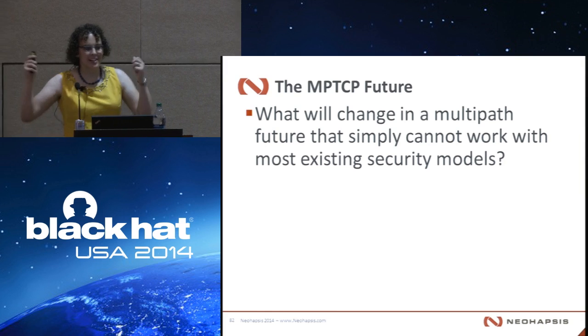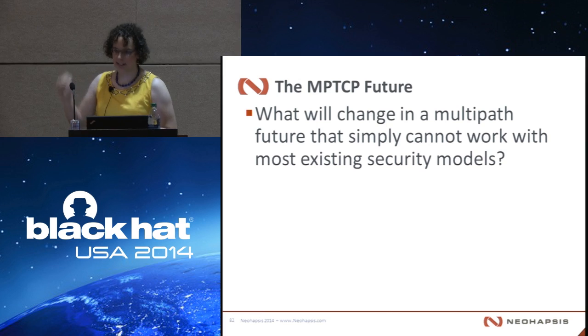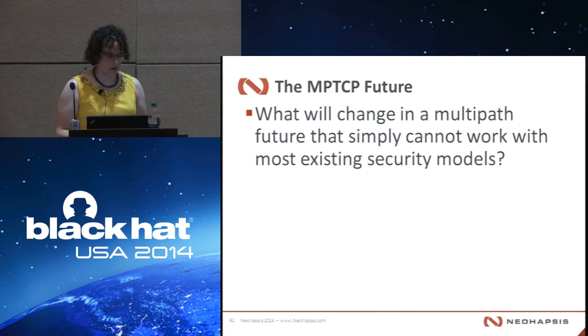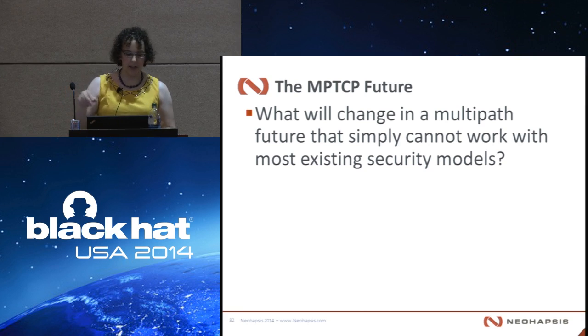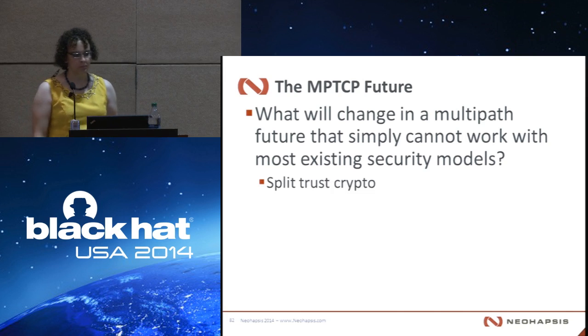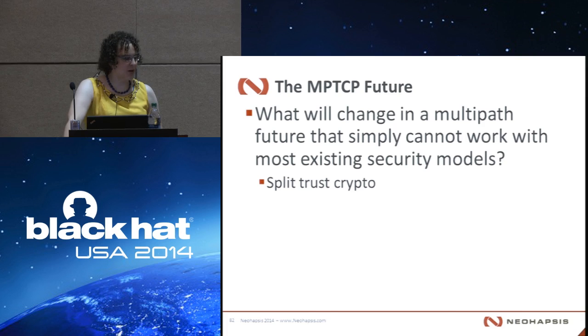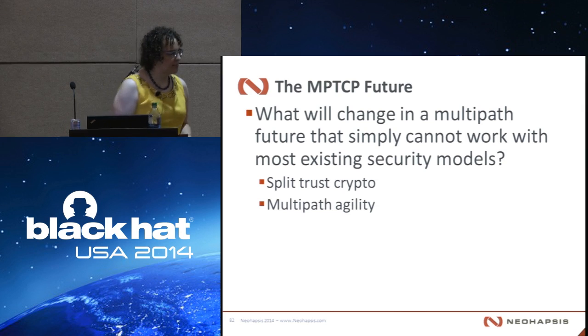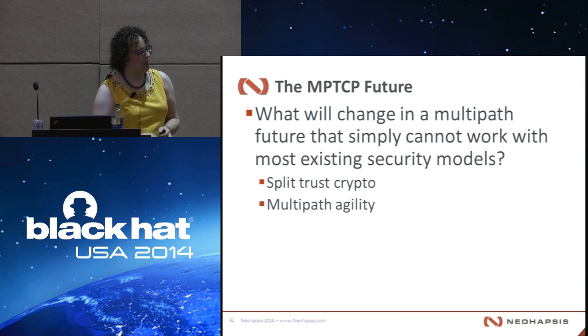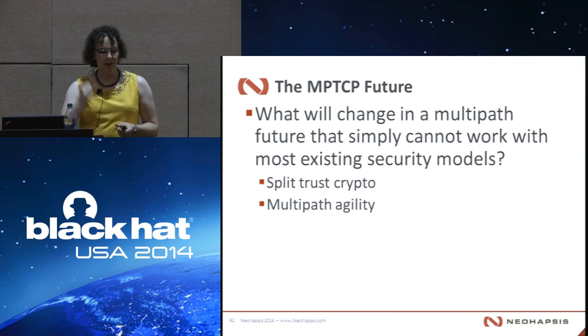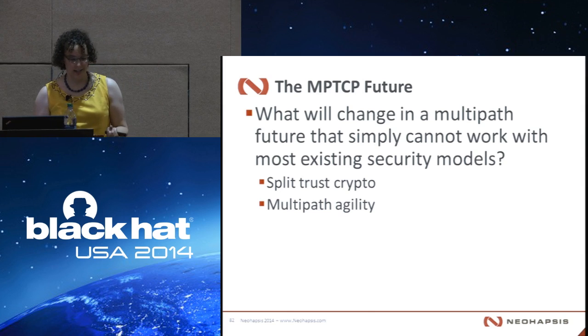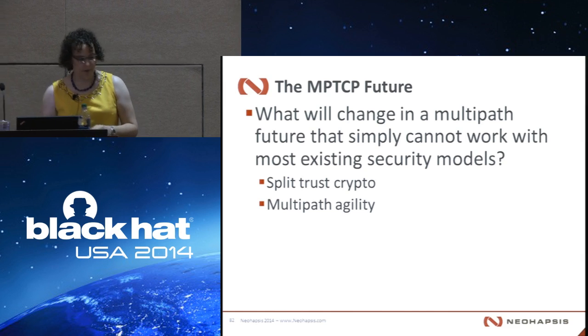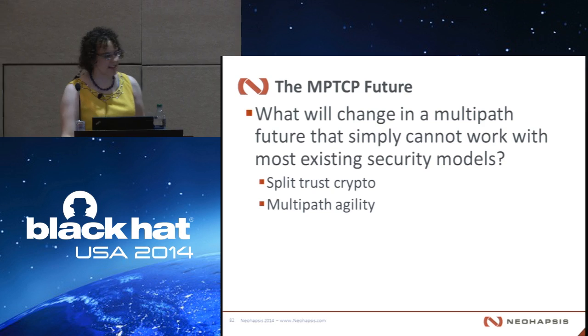So there are things that change that our existing security models will not deal with, no matter what we write into our tools. If you're trying to monitor individual paths, even if they're collaborating about the flows, if you're not collaborating to reassemble that data, it's still not going to work. However, if you do things like split trust cryptography, or multipath agility, so split trust cryptography is sending part of your ciphertext or part of your IV down different paths. If you miss one, you might not be able to make sense of any.